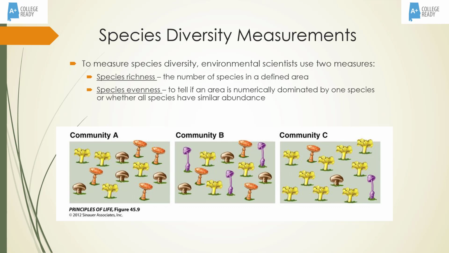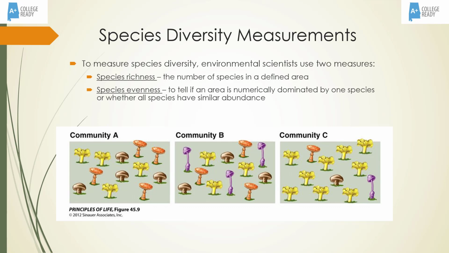Evenness is, okay, now let's get into it. Do you have a ton of one thing and only 2 or 3 of the others? Or do you have a more even distribution of each thing that you have? As the example shows here with the mushrooms and the fungi, I guess, the community A, B, and C. As you see in A, there's several different things, so you can count your richness just by how many different kinds do you have. But when you get into evenness, you can see that some are more even than others.